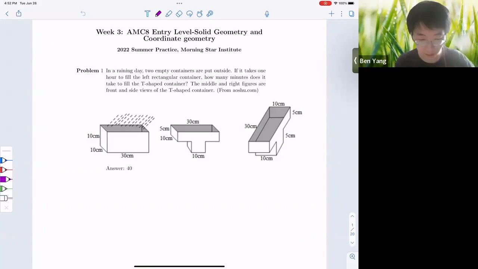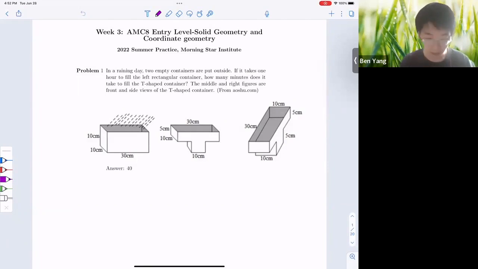First one, on a rainy day, 2 empty containers are put outside. If it takes 1 hour to fill the left rectangular container, how many minutes does it take to fill the T-shaped container? Cool. And we have the front and side views of the T-shaped container.